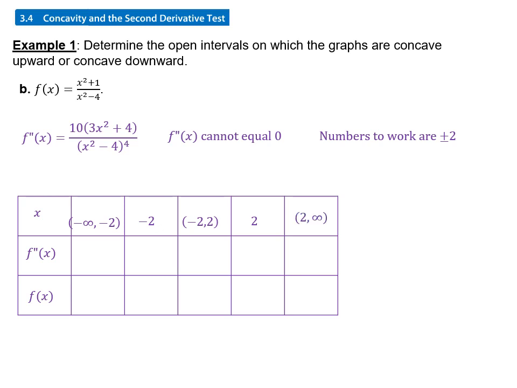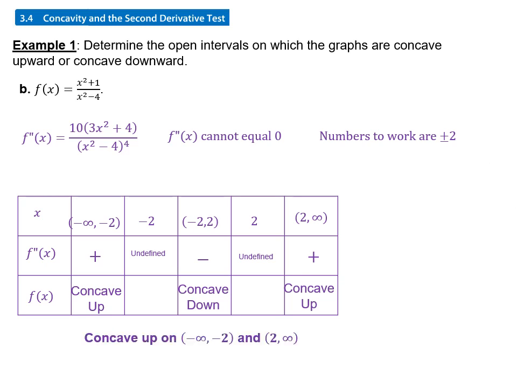So just like the last one, I'm putting it in my table. Second derivative from negative infinity to negative 2 is positive. It's undefined at negative 2. It's negative from negative 2 to 2, so we would try plugging in 0. At 2, it's undefined. 2 to infinity, it's going to be positive. And then it's concave up on 2 to infinity. So concave up, negative infinity to negative 2 and 2 to infinity. Concave down, negative 2 to 2.